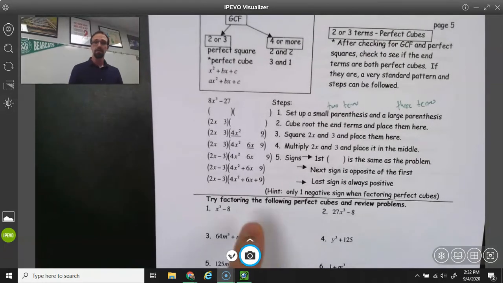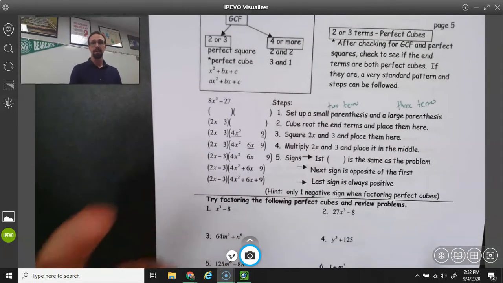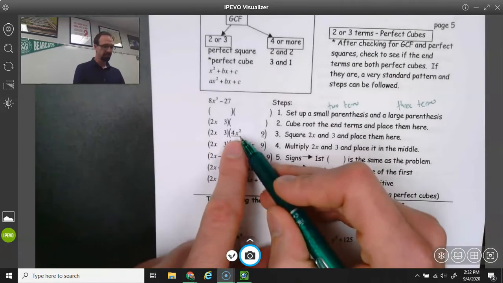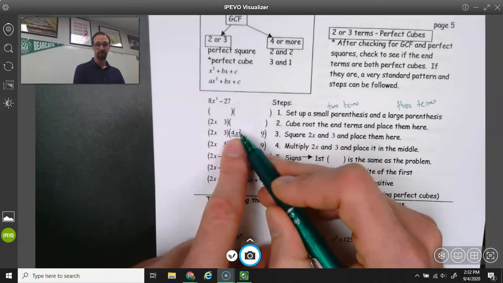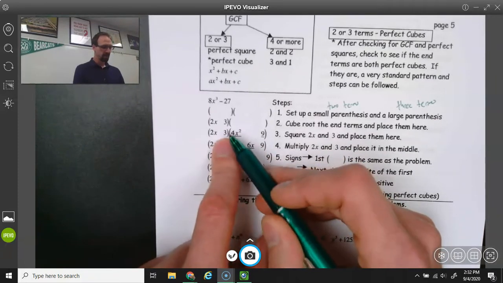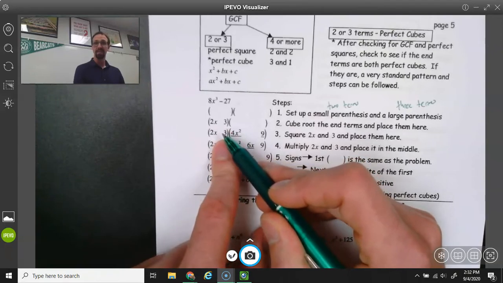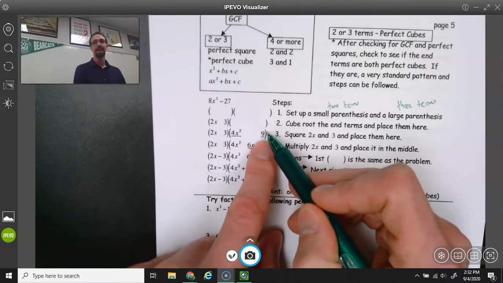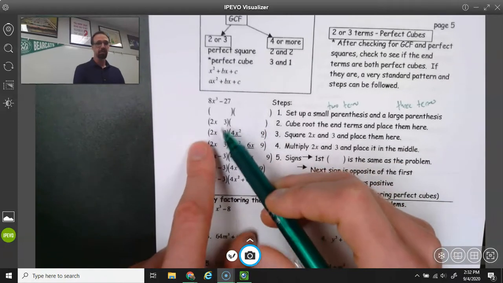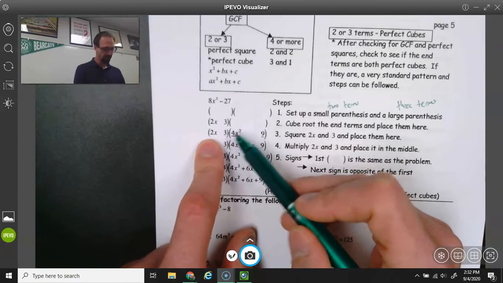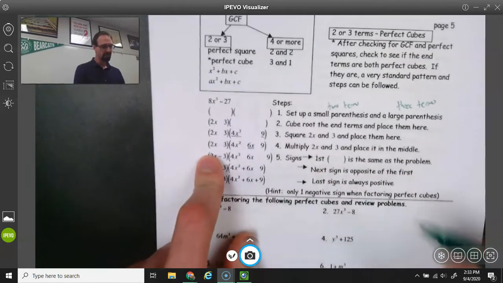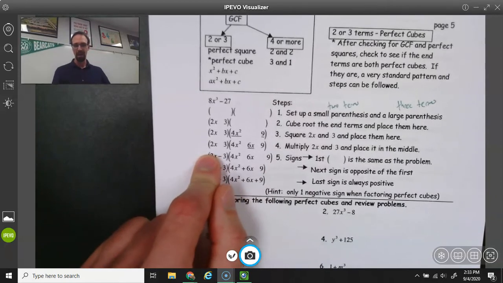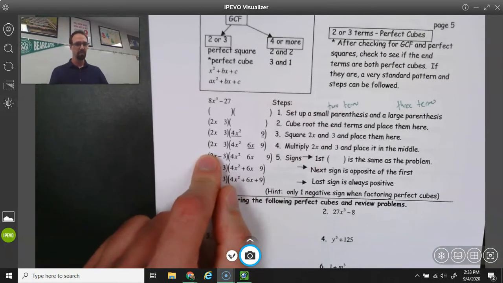The next thing we want to do is square your first and your last terms. After you square your first term, you put the result in the first slot of your trinomial. When you square the last term of your binomial, you put that in the last spot of your trinomial. So squaring 2x gives us 4x squared. Squaring 3 gives us 9. Notice I'm not looking at signs, just the numbers themselves. So no positives, no negatives, just the numbers themselves.